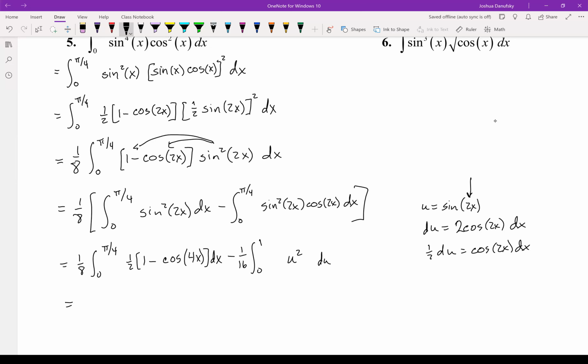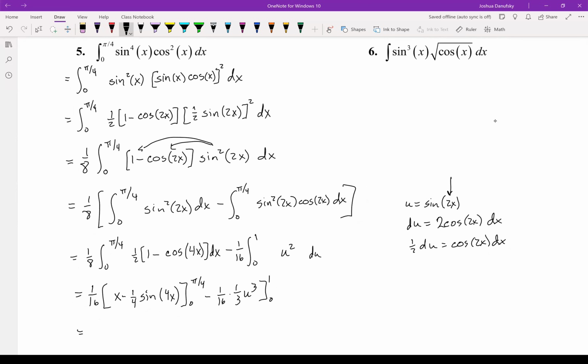And we're able to integrate in the first integral as well. So I'm going to take the half out. We get 1/16. The antiderivative for 1 is just going to be x. Here we're going to get sine of 4x, right? The derivative of sine 4x is cosine 4x, but times 4. So I'm going to need a 1/4 here, like that. And that's being evaluated from 0 to pi over 4. Minus 1/16. We have 1/3 u to the third, evaluated from 0 to 1. So we have 1/16. We have our pi over 4 here.